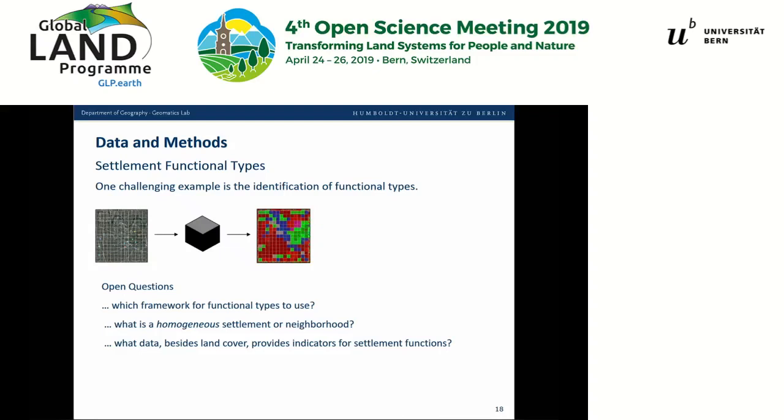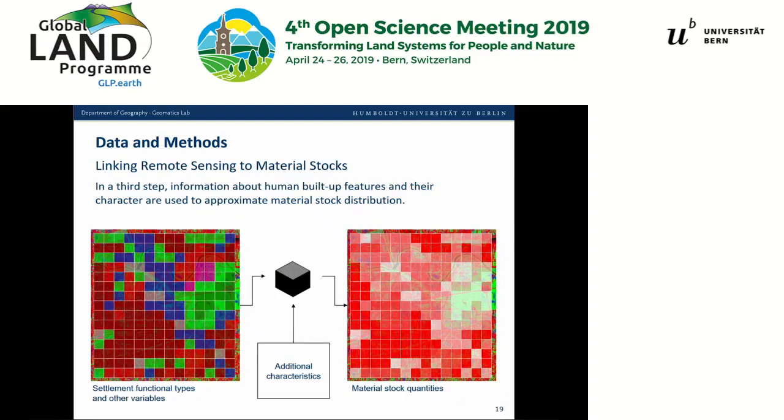And then in the last step, use the knowledge that we have from social ecology to link that information to material stocks. So for example, from the functional types or other variables that we created, build a rule set, or use a rule set, to derive material stock quantities from that.